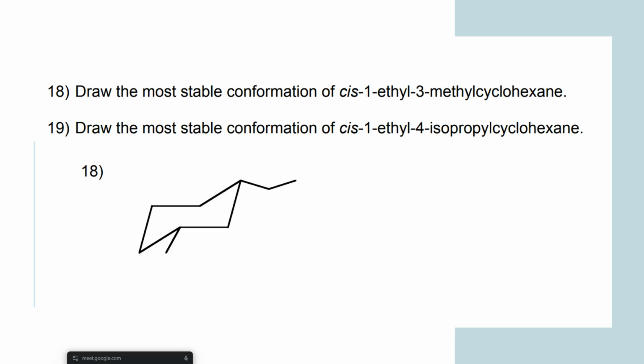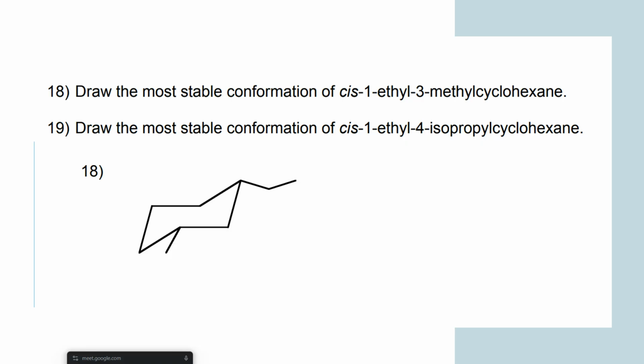Next we have the most stable conformation of cis-1-ethyl 4-isopropyl cyclohexane. Again we have two different substituents. One is ethyl and the second one is isopropyl. So out of ethyl and isopropyl, isopropyl is bulkier. Hence, in any case, if we have to put one of these two in axial position, it must be the ethyl one, because we cannot put the bulkier one in the axial position. It will lead to more 1,3 diaxial interaction or more steric repulsion.